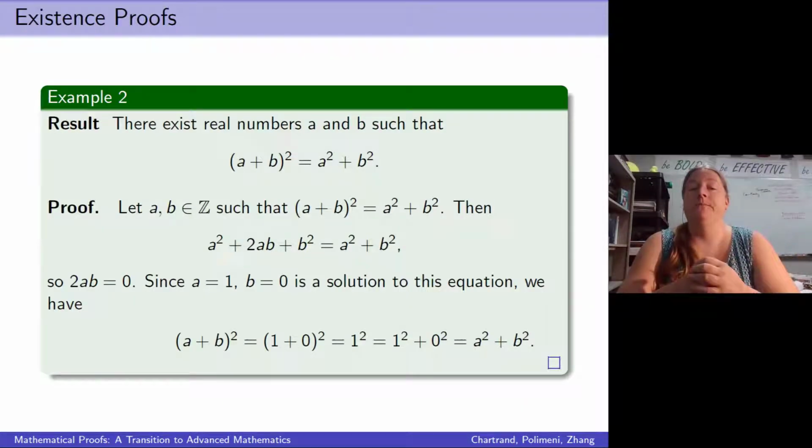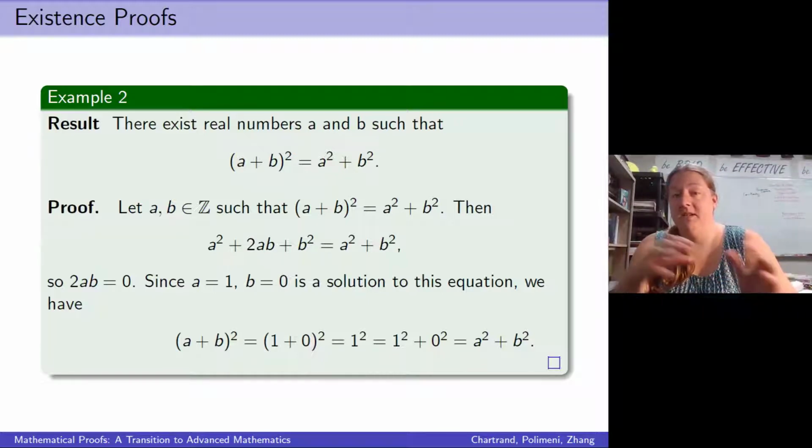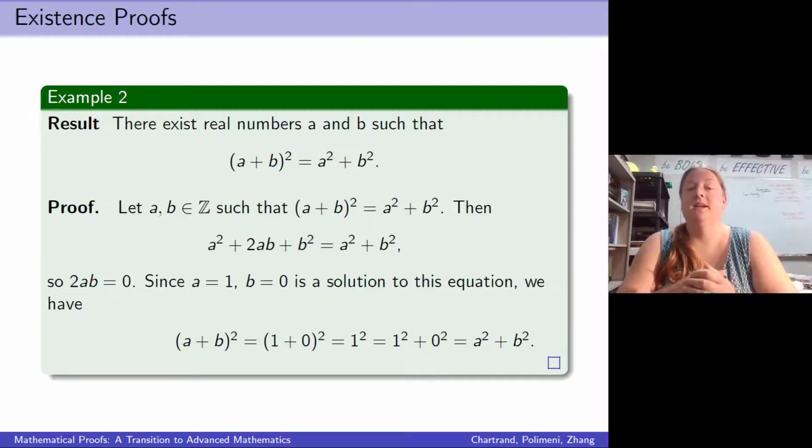So here's another example. I have the result, there exist real numbers a and b such that the quantity a plus b squared equals a squared plus b squared. Now, I can prove this by finding an a and b such that this result holds. You might find it helpful to actually distribute the a plus b times a plus b and find that equals a squared plus 2ab plus b squared. So what I'm really trying to show is that 2ab equals 0. So I need an a and b such that 2ab is going to equal 0.